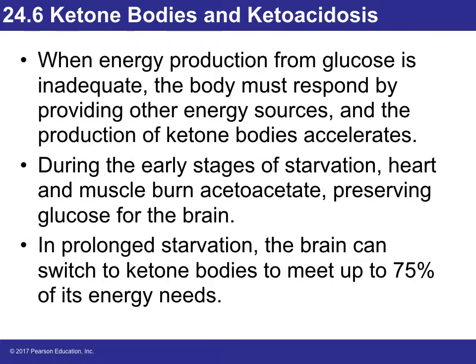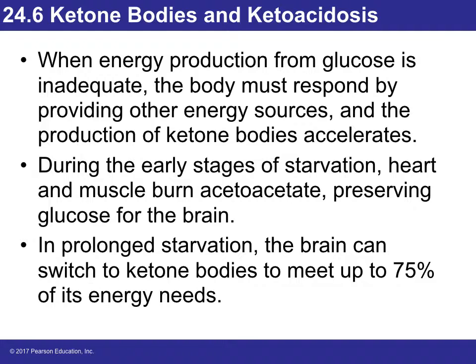So what happens in the body? When the energy production from glucose is inadequate, the body must respond to the need of energy by finding other sources, and the production of ketone bodies is going to accelerate. If you look at the early stages of starvation, the heart and the muscle need absolutely to have glucose for the brain especially, so they are going to burn acetoacetate. If you get into prolonged starvation, the brain can actually switch to just the ketone bodies to meet up to 75% of the needs of energy.